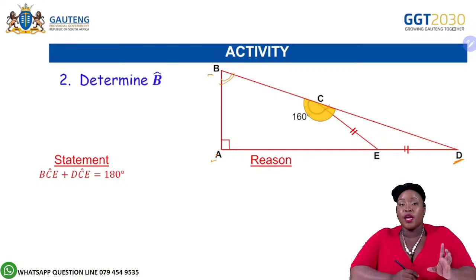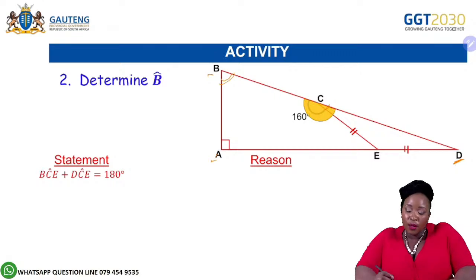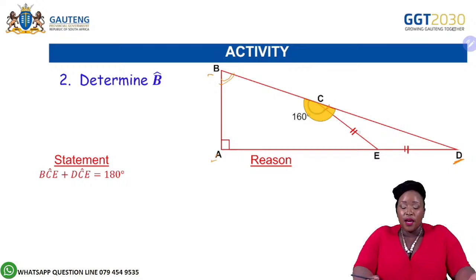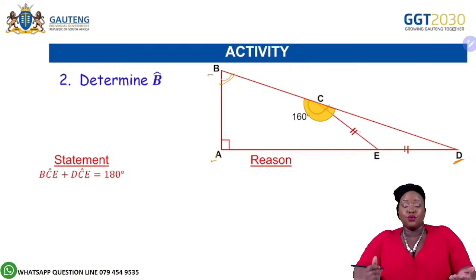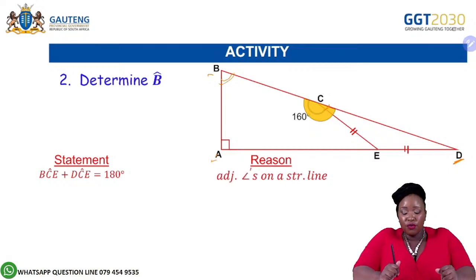Okay. If you find that using the letters is a challenge, you are welcome to put numbers. You can put 1 and 2 next to the two angles and say angle C1 and angle C2 are equal to 180 degrees, and you make sure you give your reason as adjacent angles on a straight line. All right.